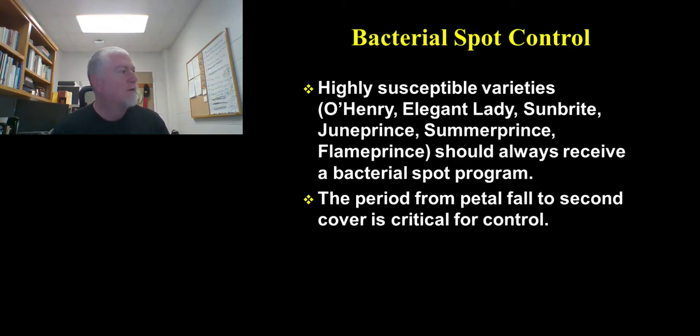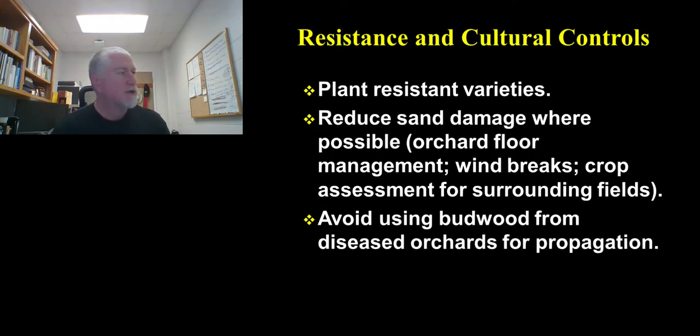Henry, being one of them in particular, is kind of the poster child. And the period from petal fall to second cover is actually very critical for control of this disease. As far as resistance, again, you can plant the resistant varieties. The problem there is a lot of the varieties you really want, due to the color or other horticultural characteristics, are not resistant. And they're bred in California and other places, and that becomes a problem because they don't have that disease there in any large degree.